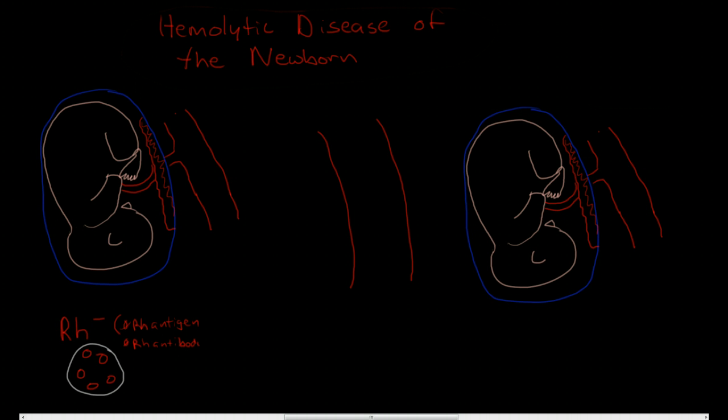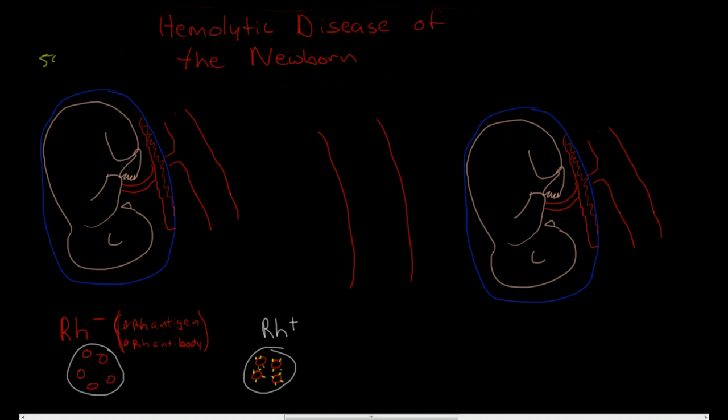But say she gets pregnant from a man who has Rh positive blood. So the man is Rh positive. So he also has no antibodies against Rh, but he has an Rh antigen. So his little red blood cells express the Rh protein. Okay, no big deal yet. It's not going to hurt the mother, it's not going to hurt the father.